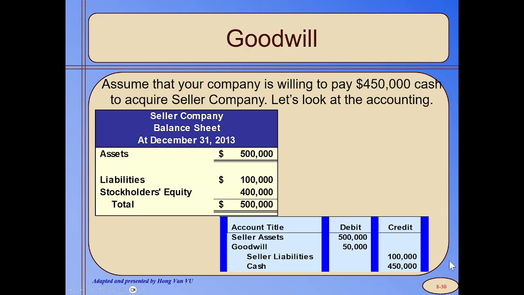So, the journal entry to record the acquisition of the seller company shows a debit to the seller's assets of $500,000 and a debit to goodwill. We have a use account, seller's assets and seller's liabilities, rather than list all the individual assets acquired and liabilities assumed.